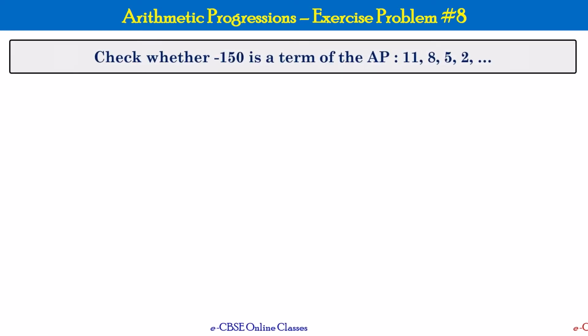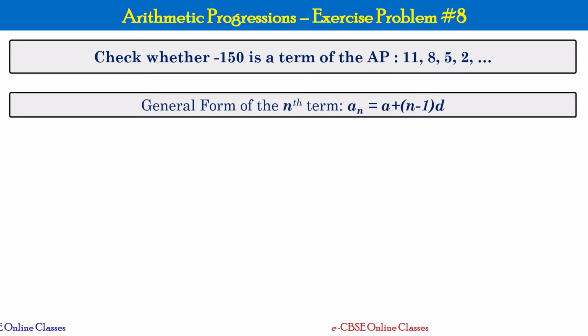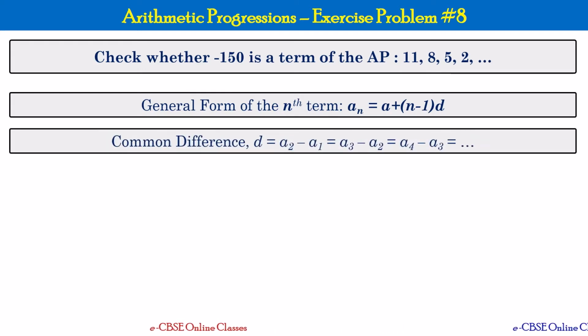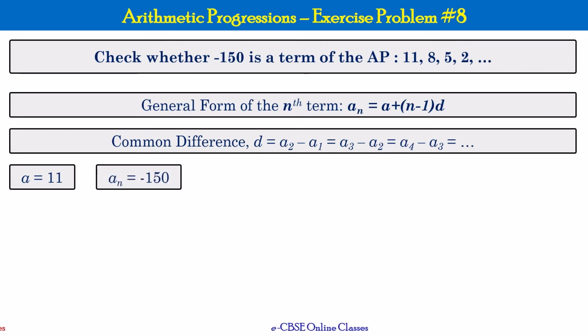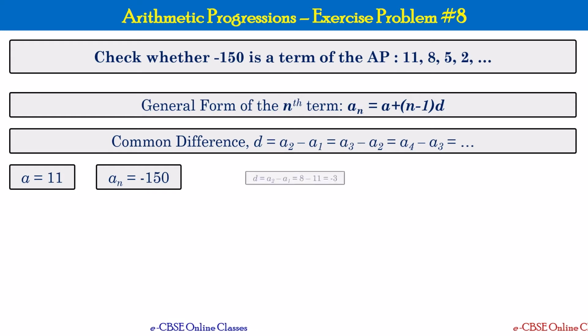It reads, check whether minus 150 is a term of the arithmetic progression 11, 8, 5, 2 and so on. Again, the formula to be used is the general form of the nth term, that is An equal to A plus n minus 1 into D. Common difference D can be found out by taking the difference of any two consecutive numbers. Here the first term is given as 11, so A equal to 11. An is minus 150 because that is our target number.